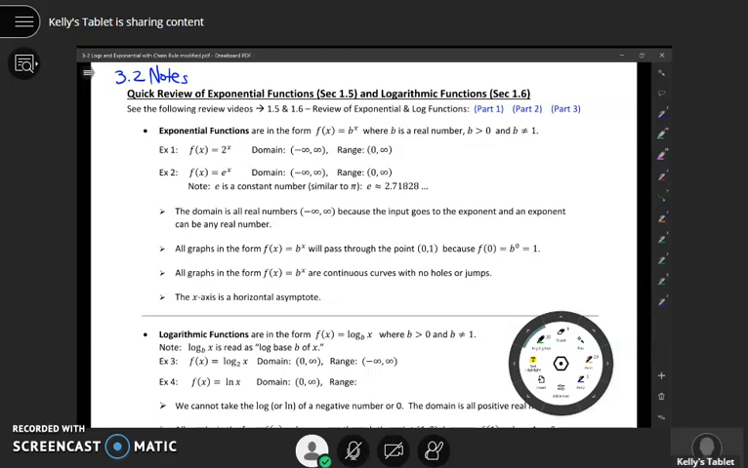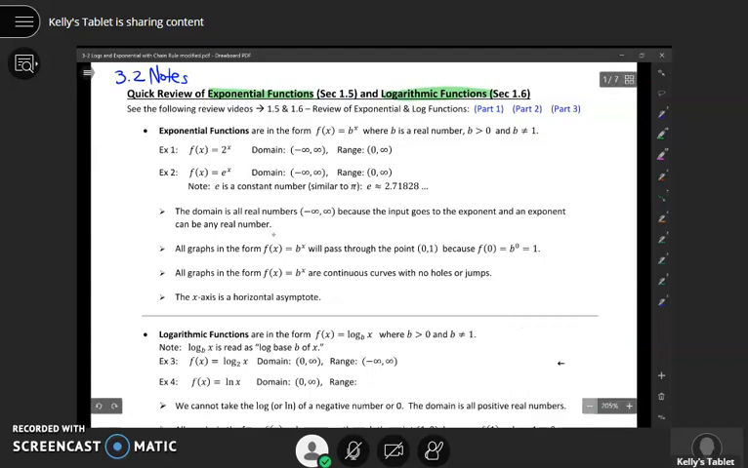Okay, y'all. Today in class was an absolute sprint. So in this video, I'm going to revisit our lecture notes from section 3.2 on taking derivatives of exponential functions and logarithmic functions and just slow it down.